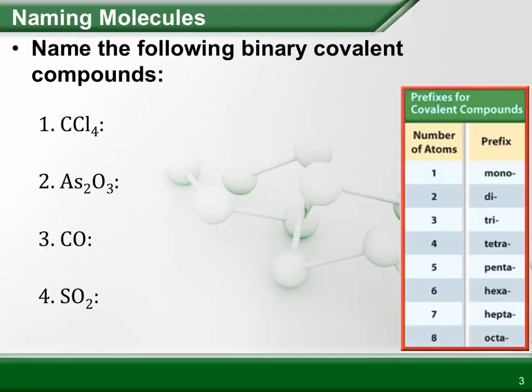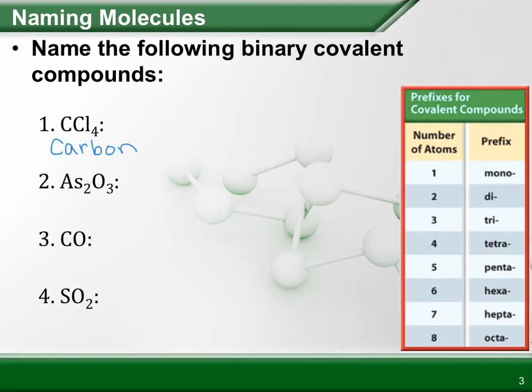You have a prefix table on the back of your periodic table. It's more inclusive. It goes up to 10, so make sure you're using that when you complete your assignments. In our table, it shows you the number of atoms and then the prefix that we will use for that number. So when we look at our first example, we have 1 carbon. Number 1 is mono, but we just learned that we do not use mono as part of the first name. So we're just going to write carbon as our first name.